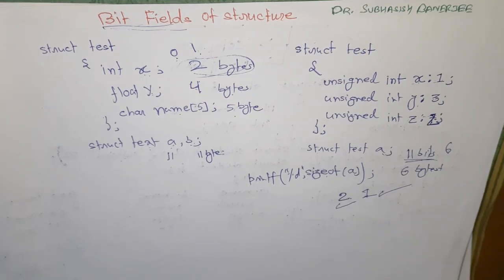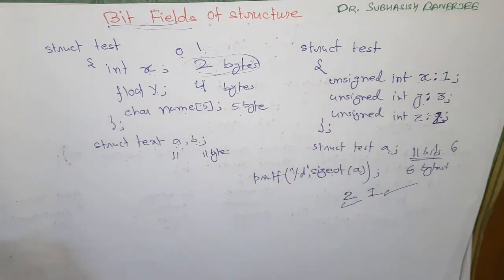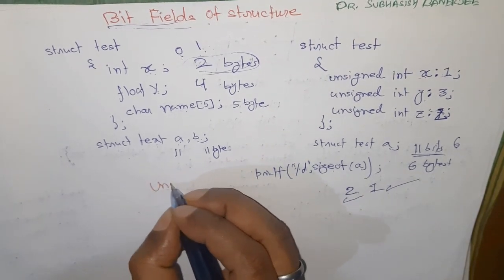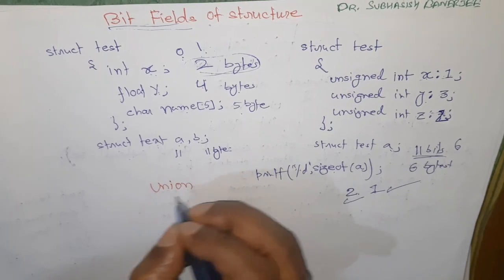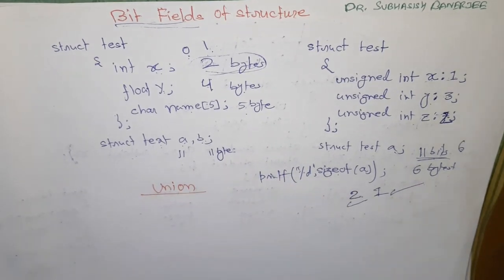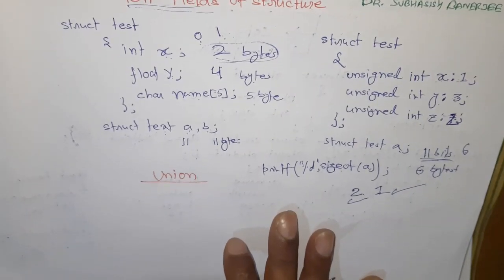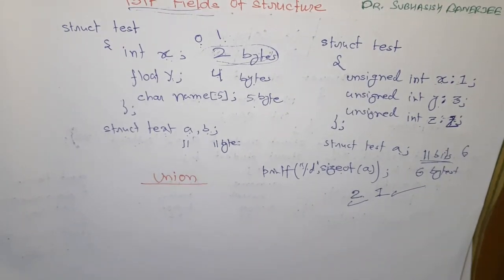Okay, now other than the bit field, there is another very important user defined data type that is similar to the structure, that is union. The union is also a user defined data type which is also used to store heterogeneous types of data elements, but there are some basic differences from the structure.